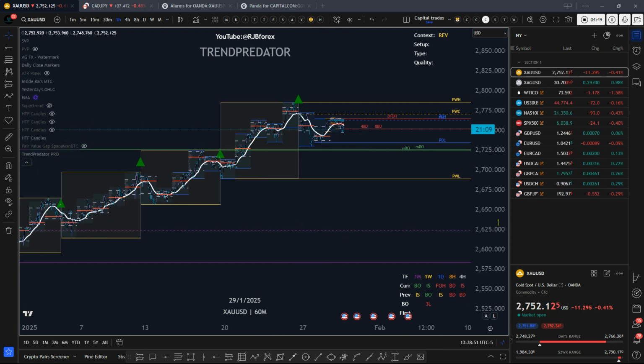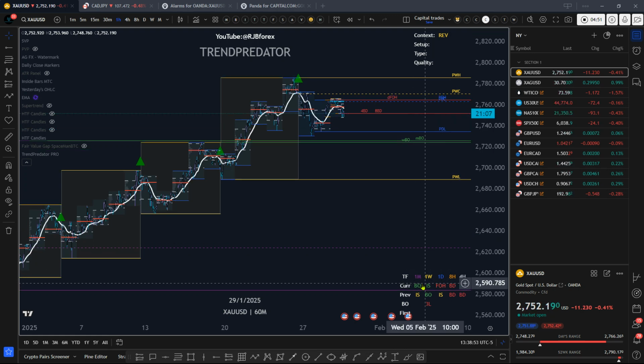If we look at the daily chart now, we've got the weekly and monthly somewhat bullish, but because it's 3 weeks long, I'm a bit dubious about the continuation of this trend.